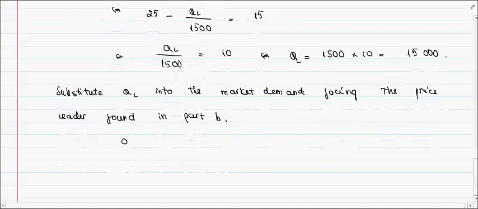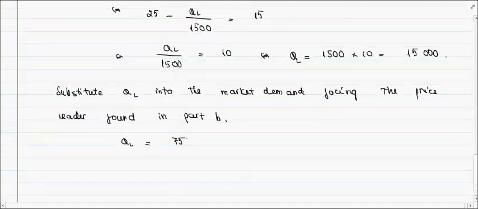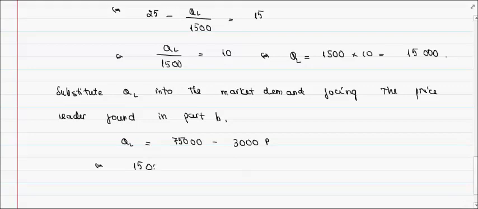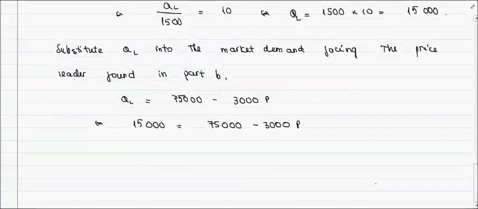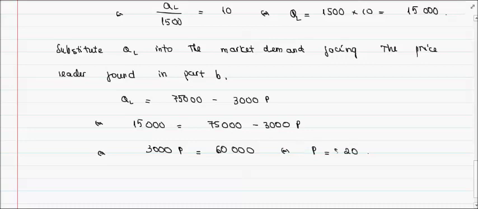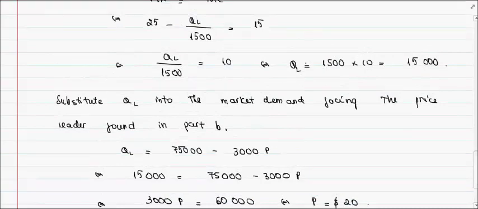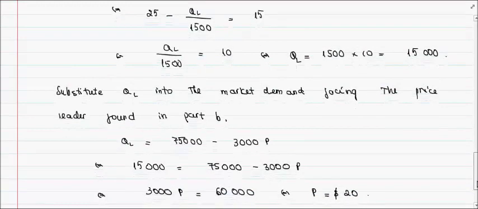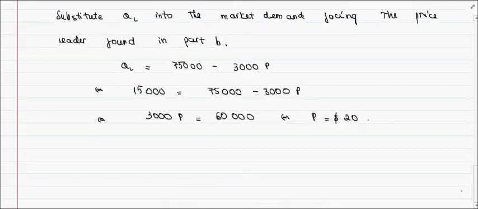Then we have QL equal to 75,000 minus 3,000 P. Given that QL equals 15,000 and equals 75,000 minus 3,000 P, 3,000 P equals 60,000, which is 75,000 minus 15,000, and so P is going to be equal to 20. So the market price is going to be $20, and the quantity supplied by the leader is going to be 15,000, and the rest of the demand is going to be supplied by the 1,000 firms.